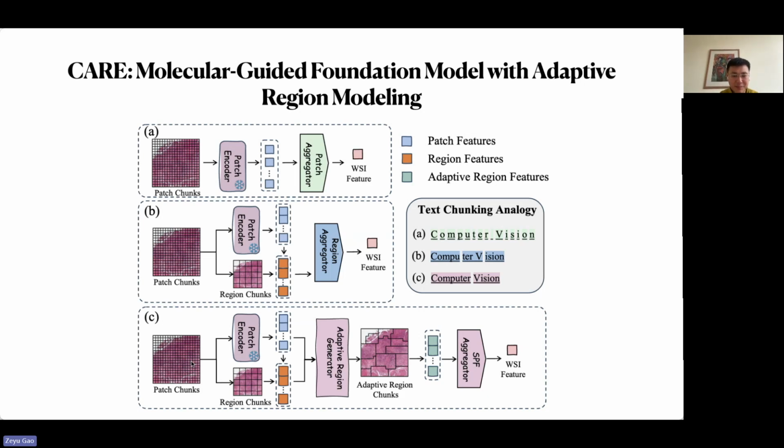meaningful segments. So what we do is we design an adaptive region generator upon the fixed window, and during the foundation model training, we try to optimize the combination of patches to form the region. It's not just a fixed square window. It will optimize the structures by itself.